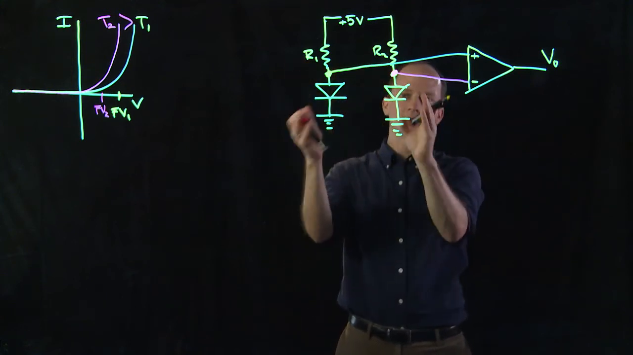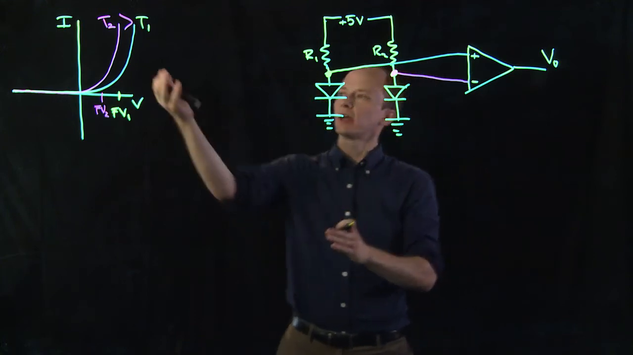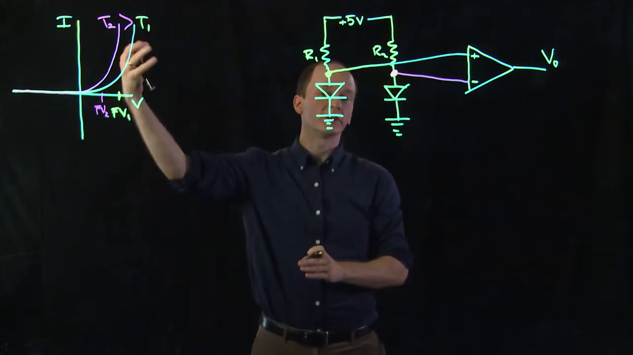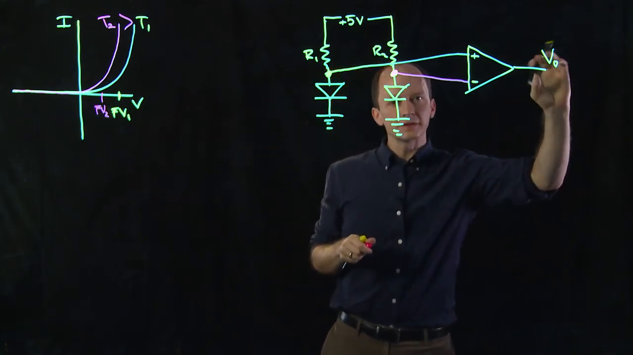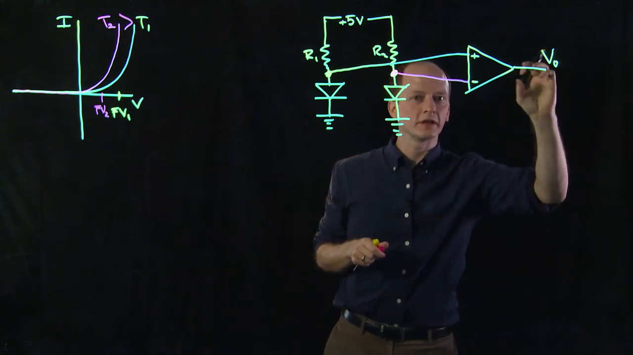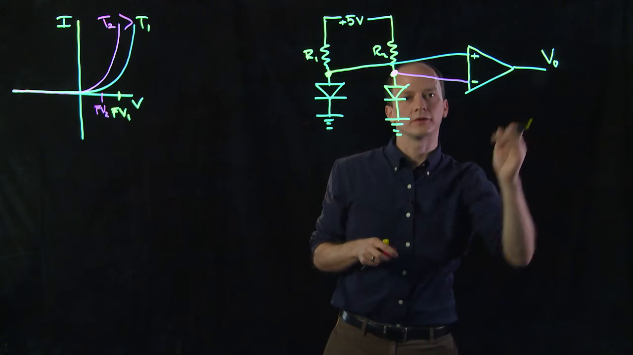So at a given temperature, both these diodes are sitting in the same room. They should be experiencing the same temperature. They should have the same nonlinear relationship. These voltages should be matched, right? So this V out should be just kind of flickering back and forth, right on the edge of going from plus 5 volts to minus 5 volts, just going back and forth.